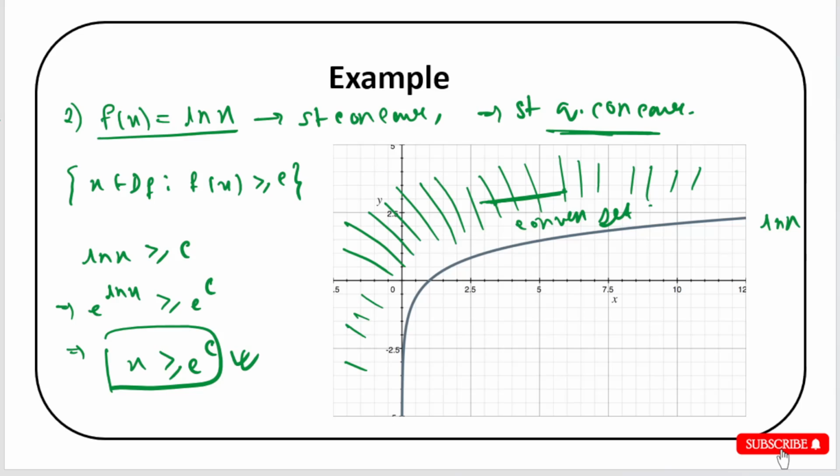And with this I complete everything that you need to know about concavity, convexity, quasi concavity, quasi convexity. I have also covered in detail what a monotonic function is.